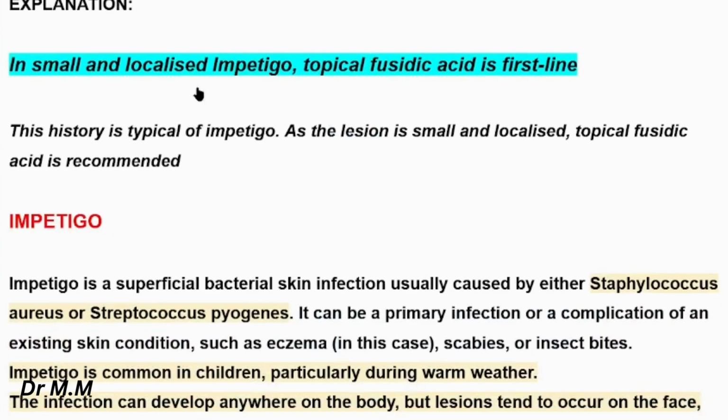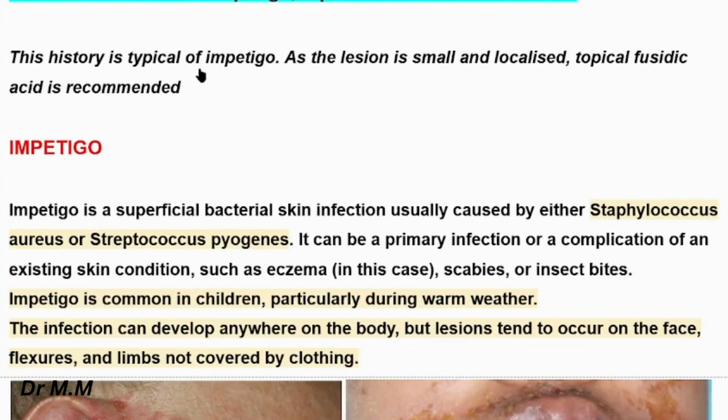Explanation: in small and localized impetigo, topical fusidic acid is first line. This history is typically of impetigo. If the lesion is small and localized, topical fusidic acid is recommended.